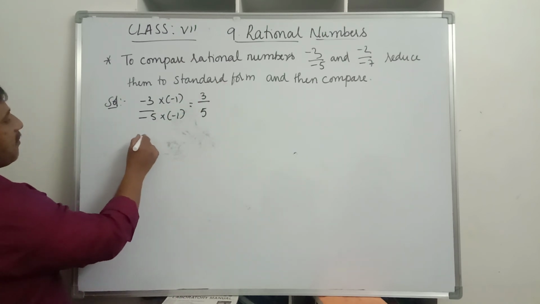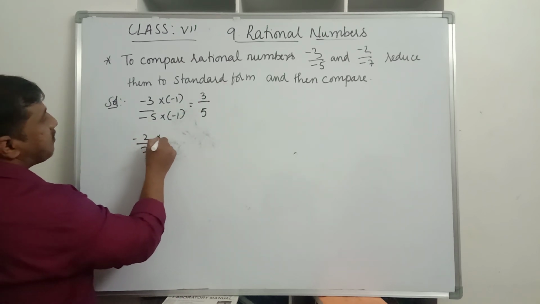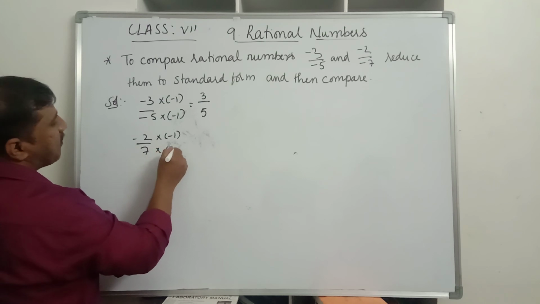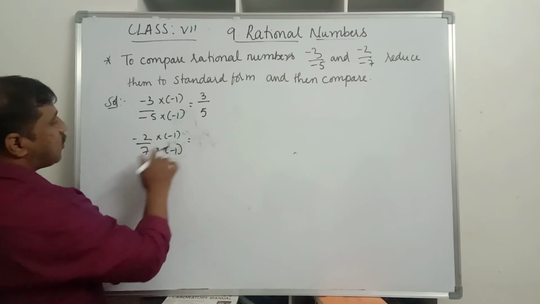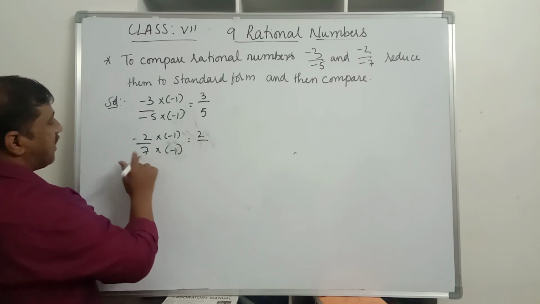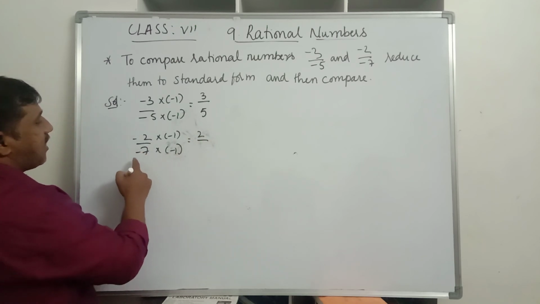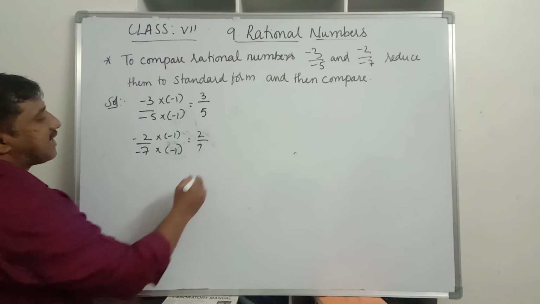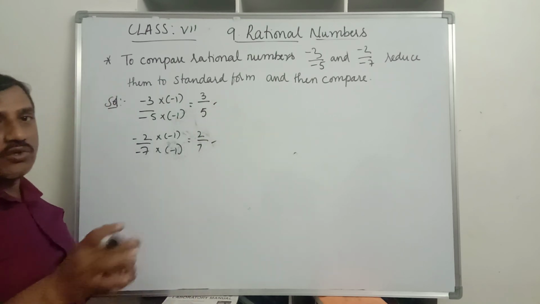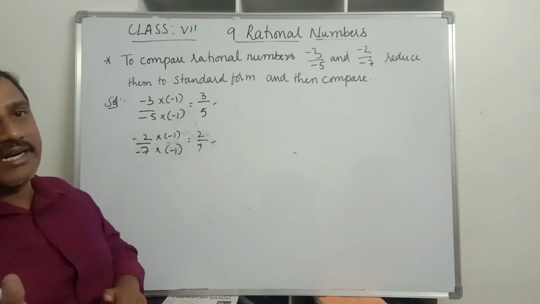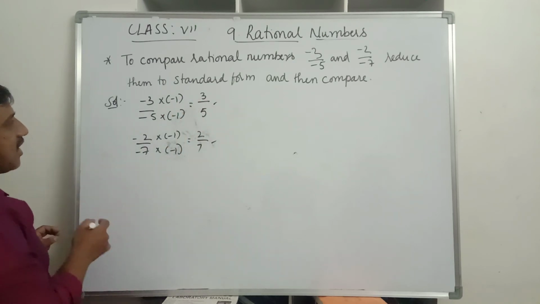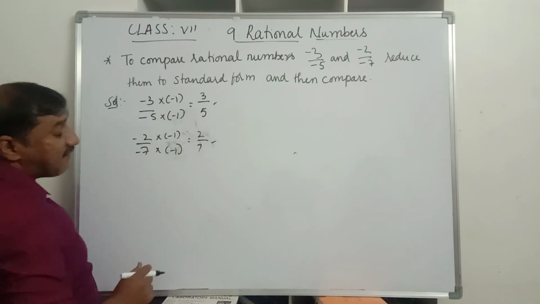Then similarly, minus 2 by minus 7 is multiplied with minus 1, both numerator and denominator. We get minus into minus is plus. 2 into 1 it is 2. 7 into minus is plus, 7 into 1 it is 7. 2 by 7 we got. Now both positive rational numbers we got. Now you compare them by converting them to like fractions.